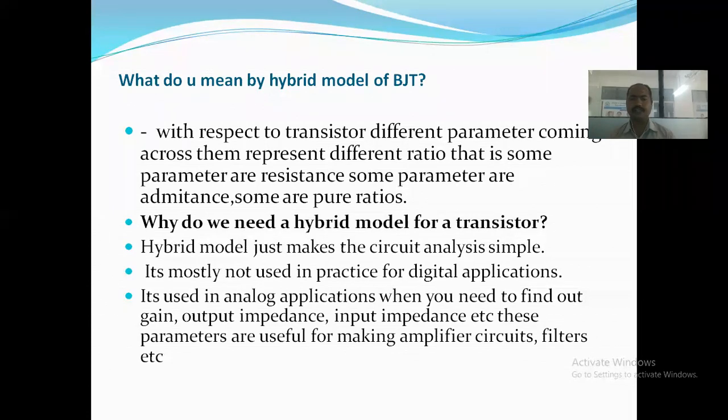If we have to find out the output impedance, input impedance, etc. In that case, what happens? We see this parameter with respect to your amplifier or the filter, right? Amplifier or filter, what does it indicate?